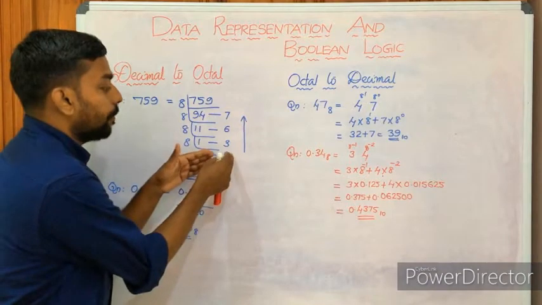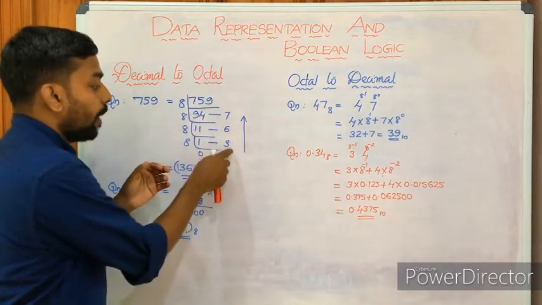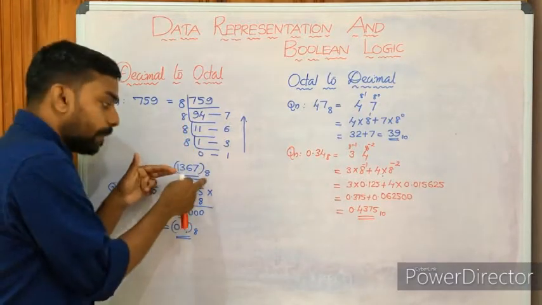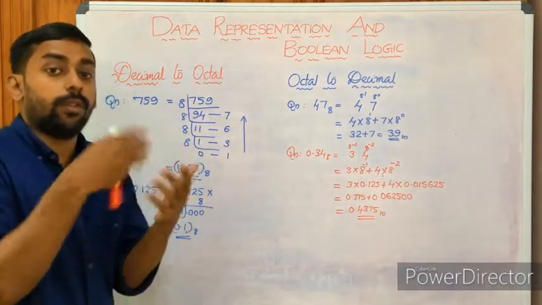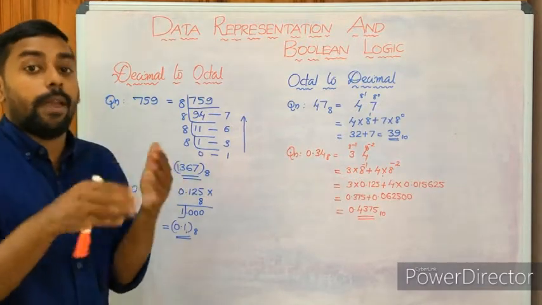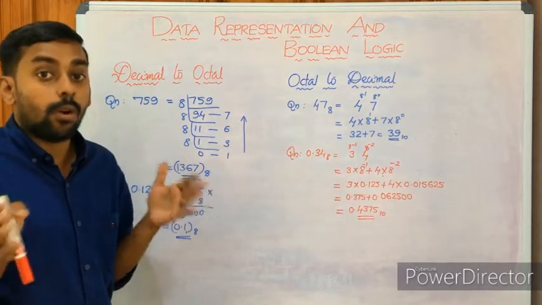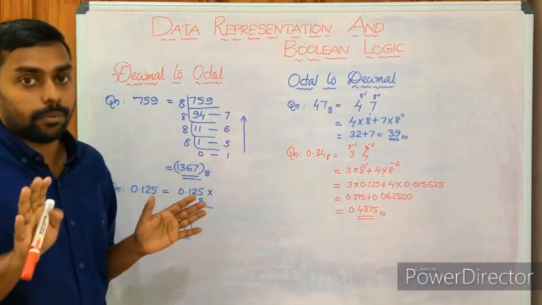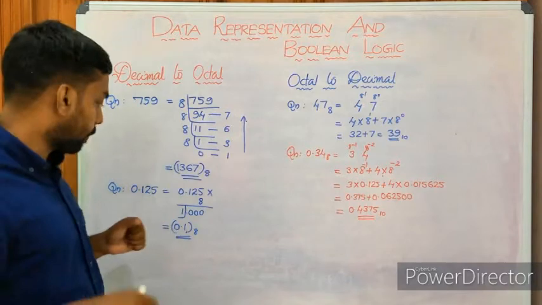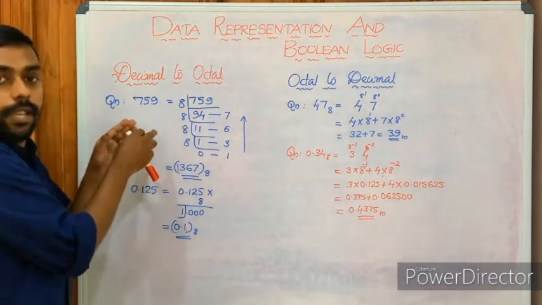After that we consider values from bottom to top: 1 3 6 7, that is 1367 base 8. You have to specify the base because we are converting to octal. We may omit the base only for decimal values. For all other number systems we must have the base or radix. So this is all for the integral part.